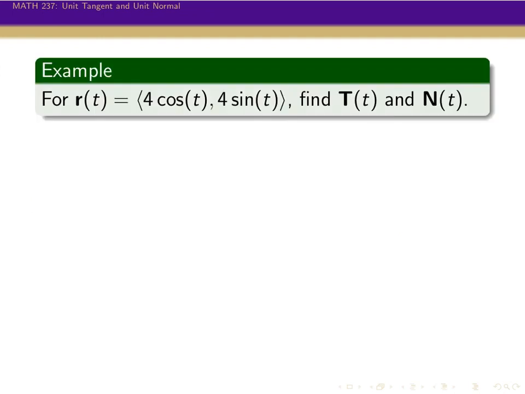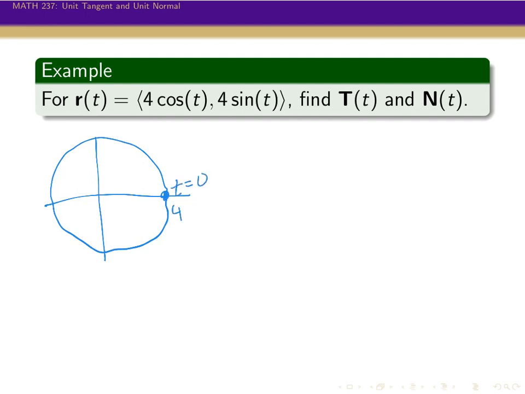Okay, well, let's do a pretty straightforward example. So this is moving along a circle, and let's find both the unit tangent vector and the unit normal vector. So this r of t is drawing out a circle of radius 4, starting on the x-axis at t equals 0.